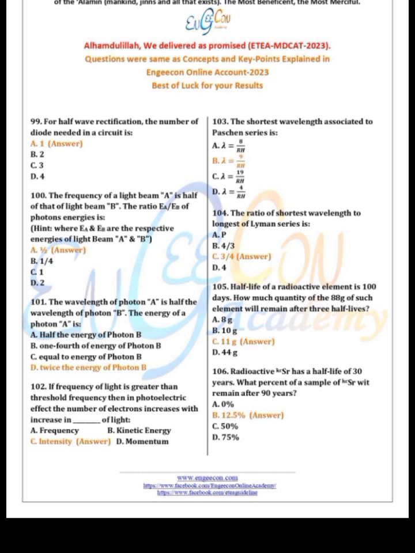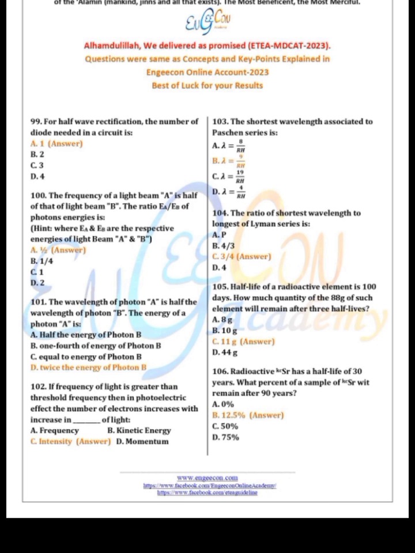101. The wavelength of photon A is half the wavelength of photon B. The energy of photon A is what? Twice the energy of photon B. Correct option is twice the energy of photon B. 102. The frequency of light is greater than threshold frequency. Then in the photoelectric effect, the number of electrons increases with increase in what? Frequency of light, kinetic energy of light, intensity of light, momentum of light. Correct option is intensity of light.